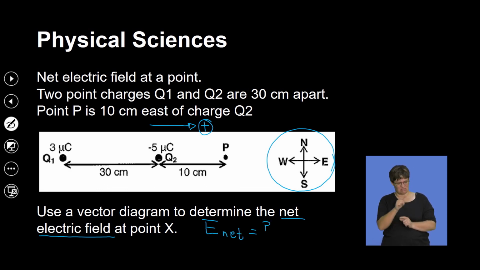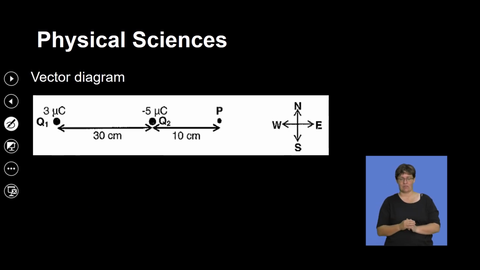How is this scenario different from the previous one? The three are collinear, the two charges and the point. We've got the two charges, and then point P is to the right of the two charges. That's the main difference. So if we were to do our vector diagram, here is our point P. I'll just do it next to point P just to illustrate the vectors.